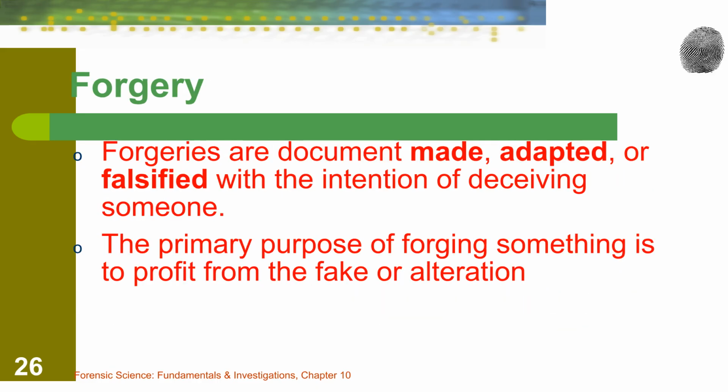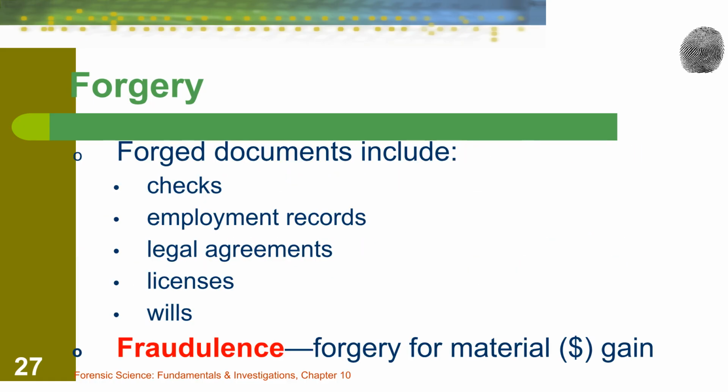Forgeries are documents made, adapted, or falsified with the intention of deceiving someone. The main goal of forgery is usually to profit from the fake or alteration. Forged documents include checks, employment records, legal agreements, licenses, and wills. Fraudulence is forgery committed for material or monetary gain.